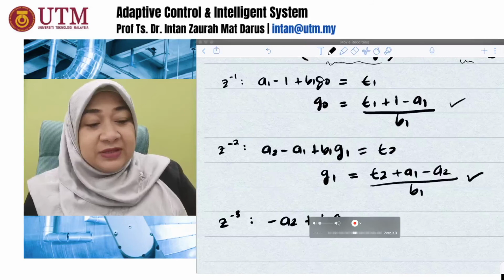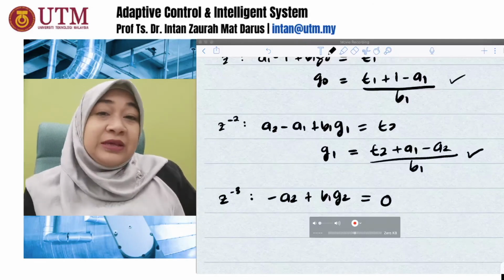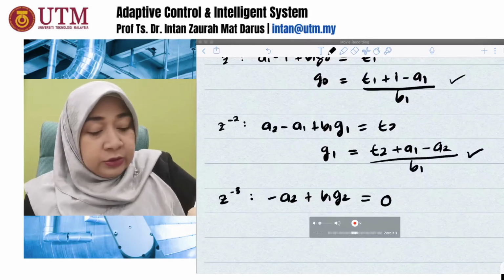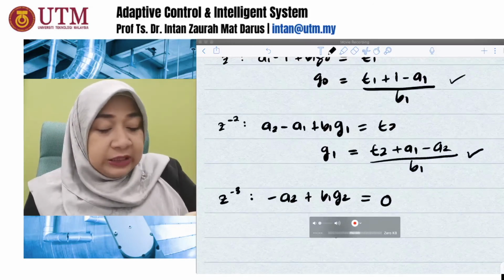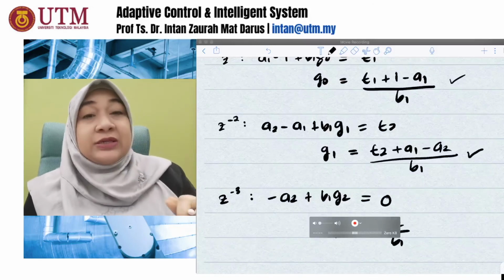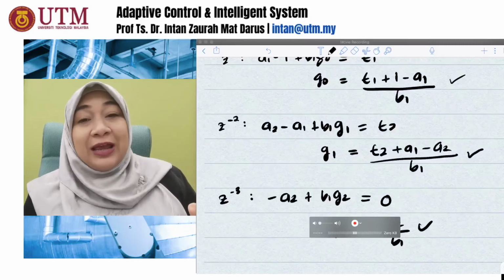You don't have Z minus 3. If you have Z minus 3, then you're going to put it here. The polynomial means, let's say you have third poles, then you're going to put it here. So from here I'm going to have G2 equals A2 divided by B1 straight away. So these are the values of your controllers in terms of G0, G1 and G2.